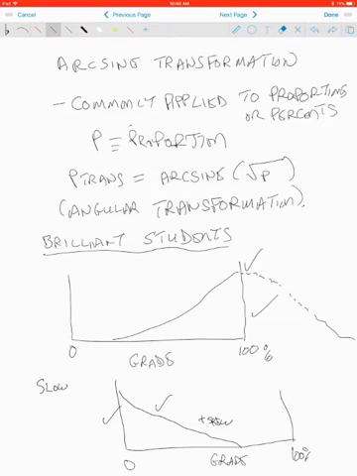And if you have a percent, divided by 100, then it's a proportion. And then away you go. Take the square root, take the arc sine, and you then analyze those data. And this is all easily done on SAS.